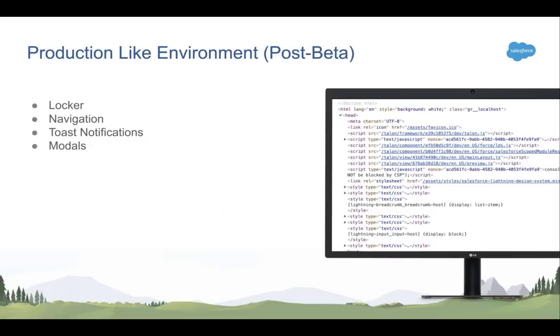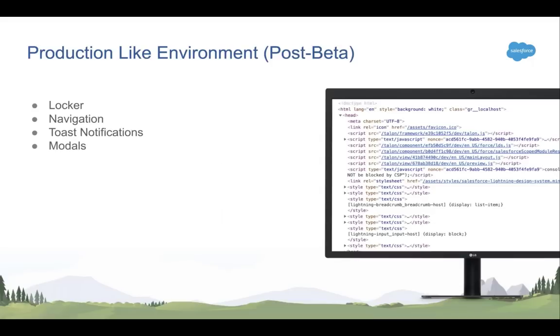So this means Locker locally, the navigation services locally, if you want to do things like toast notifications or modals, really any API that's available in LWC for Salesforce development, we want to either ship that with the local development server so you can use it exactly as it is in production, or have some sort of local stub or mock of it so that you don't have to modify your components in the initial release.